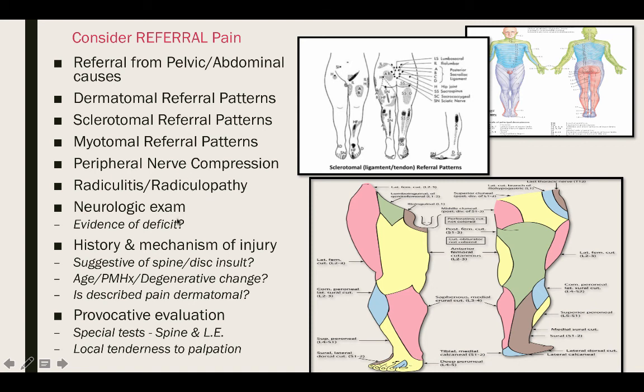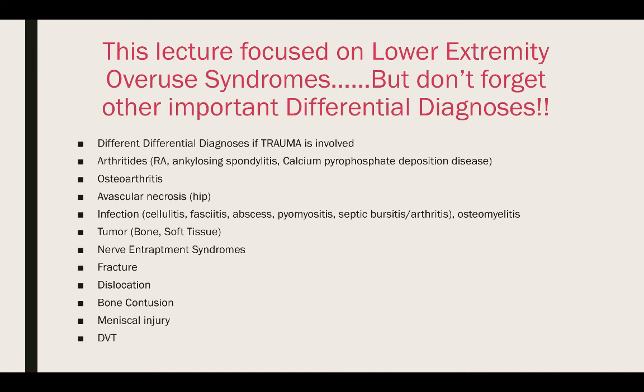Radiculitis, radiculopathy we talked about. So seeing if there's a neurological deficit and thinking about the mechanism of injury, and then provocative testing. I always do a neuro exam in my patients who come in with lower extremity complaints. I don't want to miss anything.